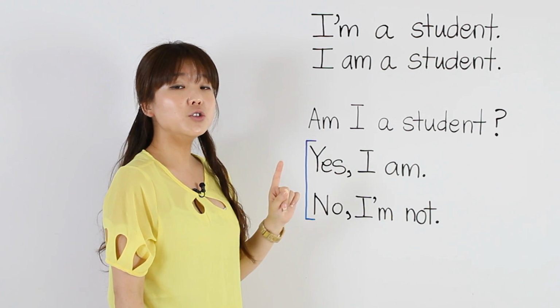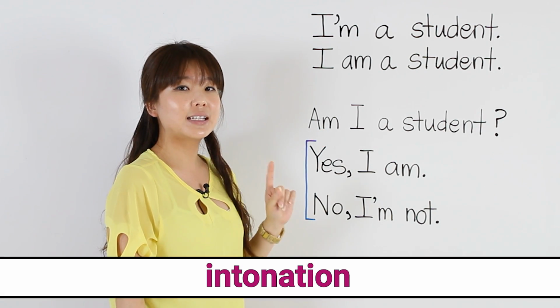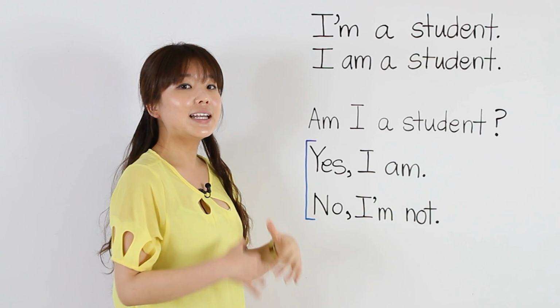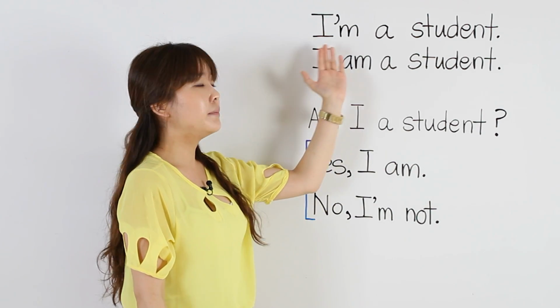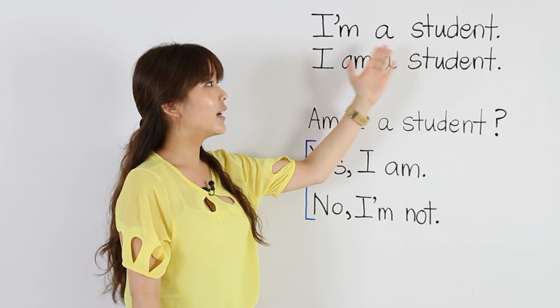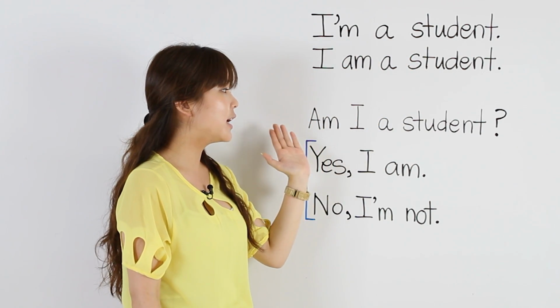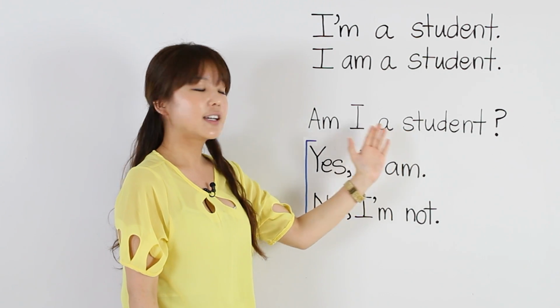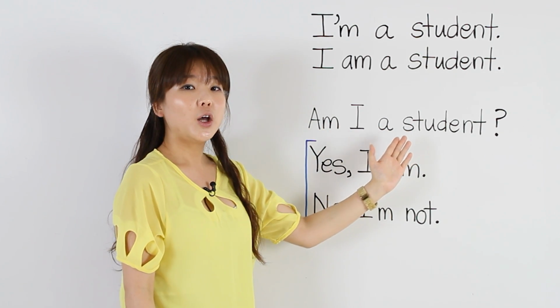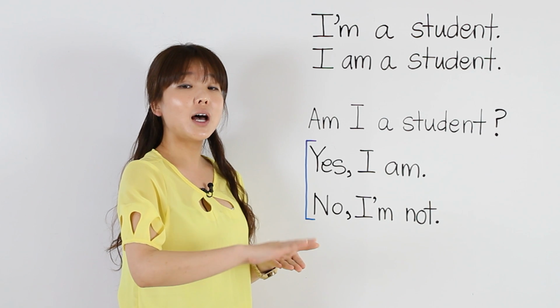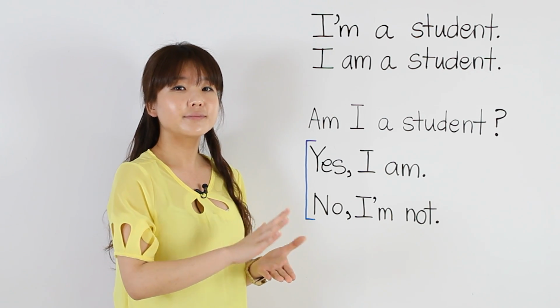Okay. I also want you to listen to my intonation. When I say it in a sentence, I'm a student. I'm a student. Okay, and then when I say it in a question, am I a student? Am I a student? Notice my intonation goes up for the question.